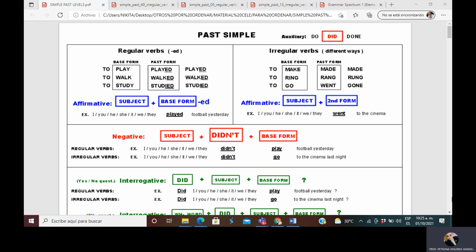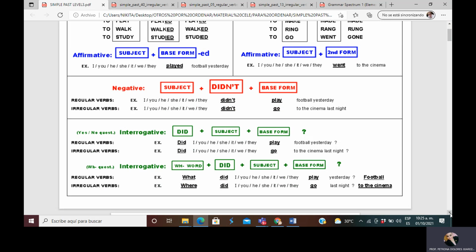Then I have the negative form. In the negative form, I use I, you, he, she, it, we, they, plus didn't, plus the base form of the verb. Remember, when we're talking about auxiliaries, we don't use the verb with inflections. Inflexiones porque estamos utilizando auxiliar. Interrogative: did, the subject, and the base form. Interrogative WH, interrogativos con WH: WH word, did, subject, and base form.